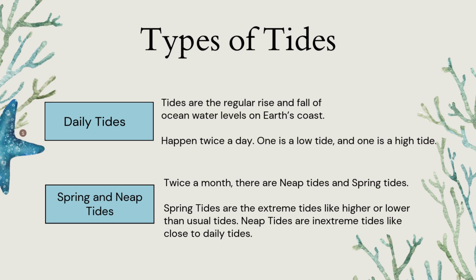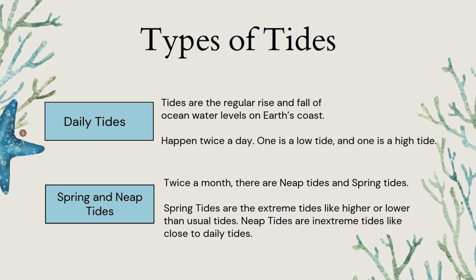Now, there are two different types of tides. The first one is daily tides. These tides are the regular rise and fall of the ocean water levels on the Earth's coast. They happen twice a day. One of the tides is a low tide, and the other tide is a high tide.